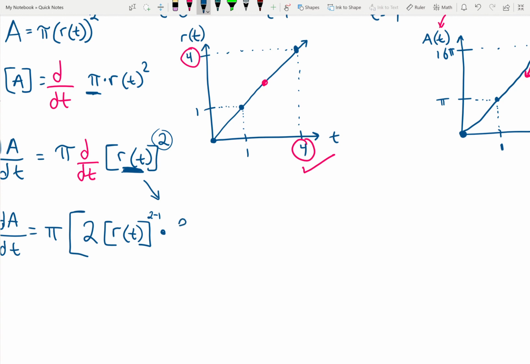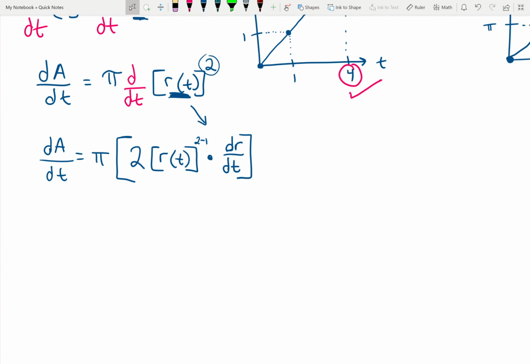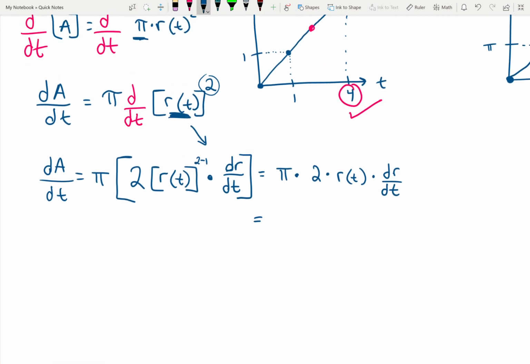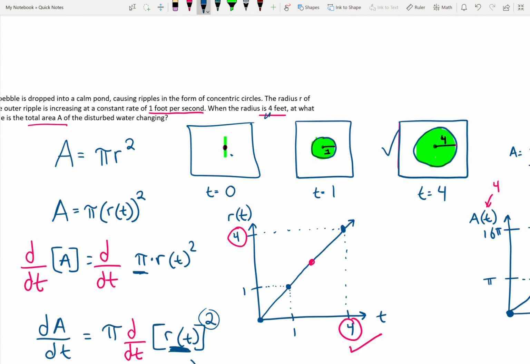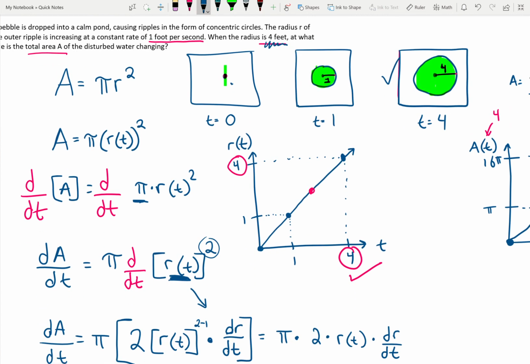Maybe before we even fill it in, I'll just say dr/dt, just so you guys can see the implicit differentiation. So let's simplify this. We have pi times 2 times r(t) times dr/dt. And now our goal is just to fill in these blanks, okay? So the first question is, what is t? Well, we already said what t was. Because the question is saying, when the radius is 4, we know that t has to be 4.